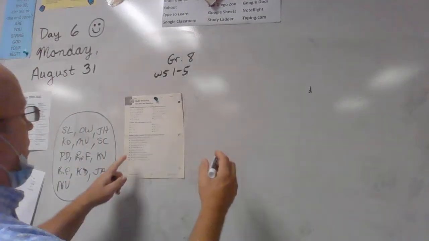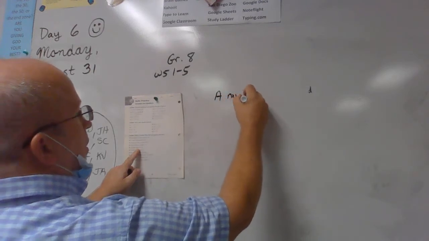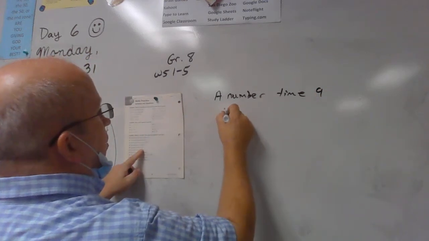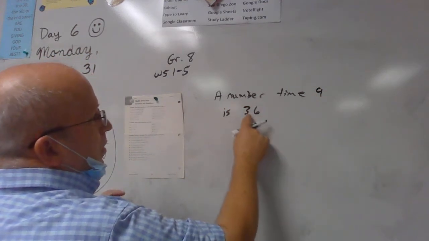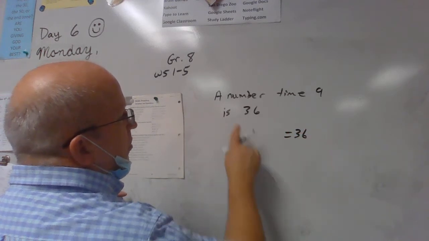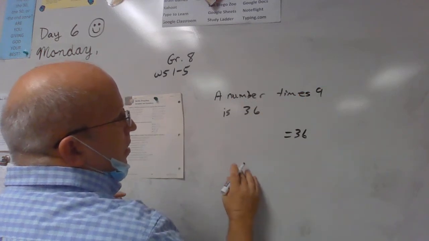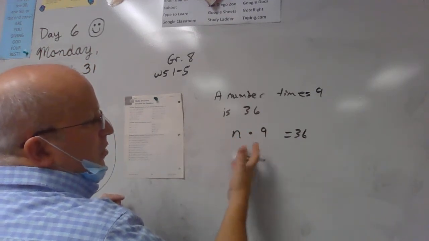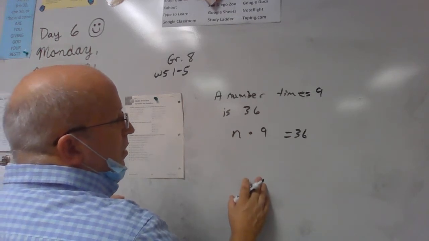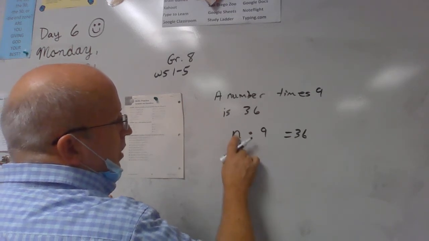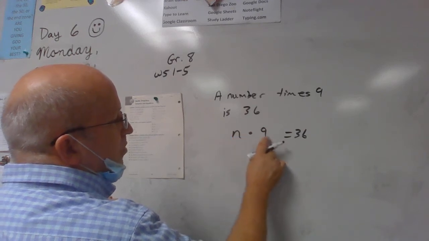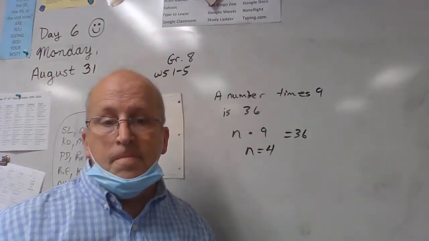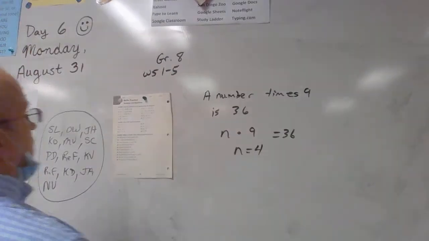Got slightly interrupted there. What about a number times 9 is 36? Well, is 36, that's equals 36. A number times 9, that'd be n times 9 equals 36. Now we got to solve it. We could do it guessing and checking, or we could do it an inverse operation situation. But I think guessing and checking is the easiest. I know that 4 times 9 is 36, so my value of n is 4 in this particular case. Okay? Let's try one more.